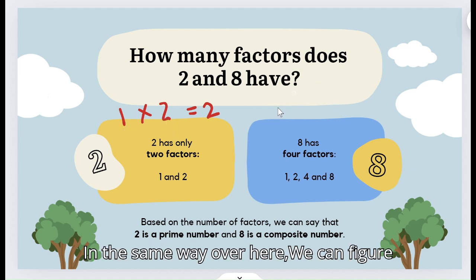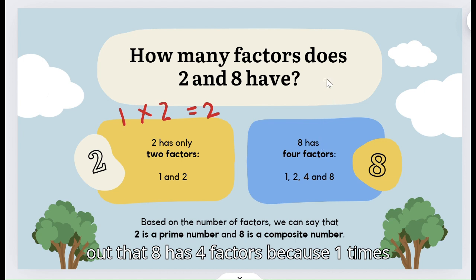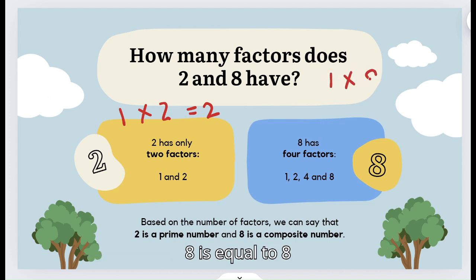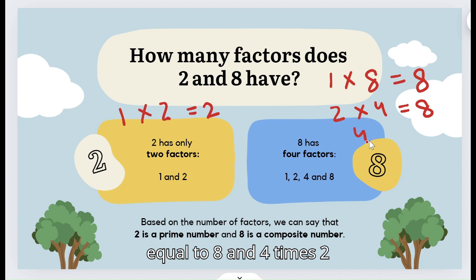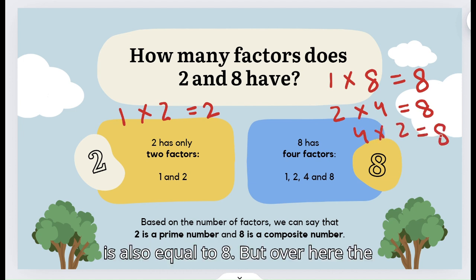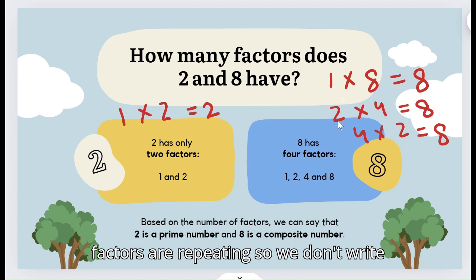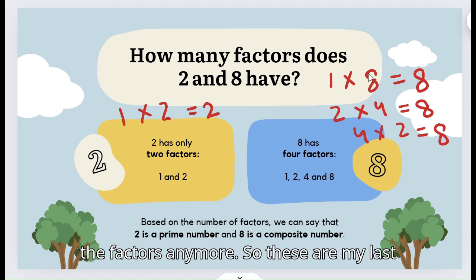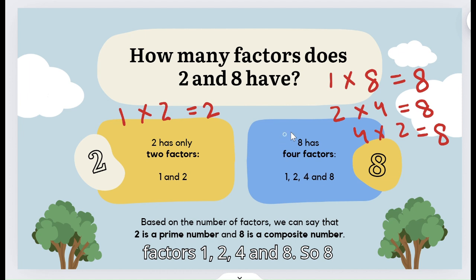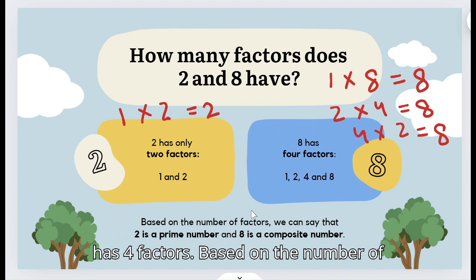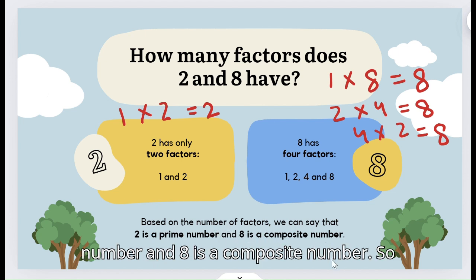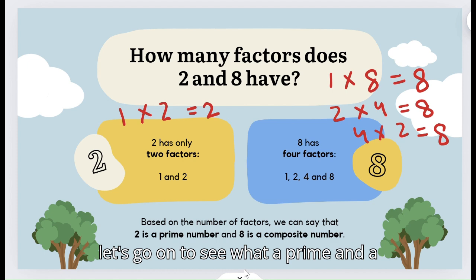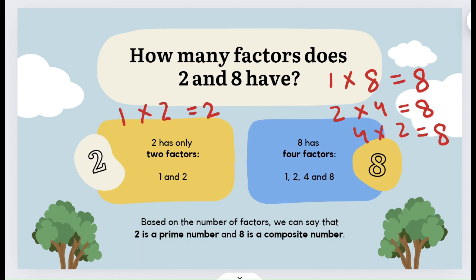In the same way over here, we can figure out that 8 has 4 factors, because 1 times 8 is equal to 8. And then 2 times 4 is also equal to 8, and 4 times 2 is also equal to 8. But over here, the factors are repeating, so we don't write the factors anymore. So these are my last factors, 1, 2, 4, and 8. So 8 has 4 factors. Based on the number of factors, we can say that 2 is a prime number and 8 is a composite number. So let's go on to see what a prime and a composite number is.